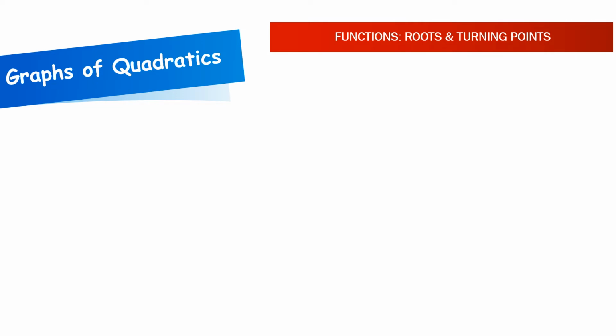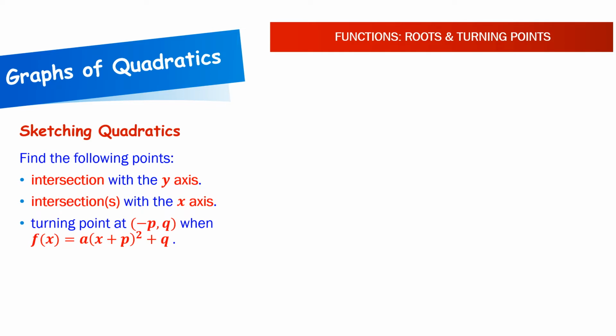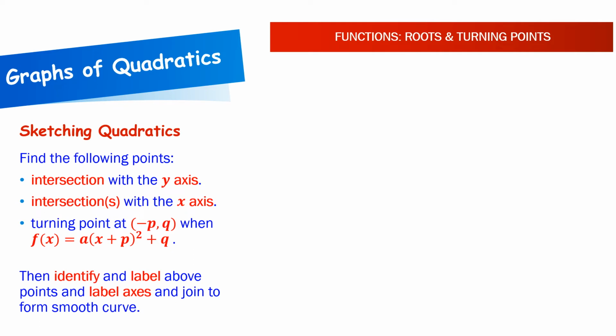So let's summarize what we need in order to sketch our quadratic. We need to find the following points: the intersection with the y-axis, the intersections, possibly, with the x-axis, and the turning point at minus pq when f of x is equal to a times x plus p all squared plus q. Then we identify and label the above points and label the axes and join the points to form a smooth curve.